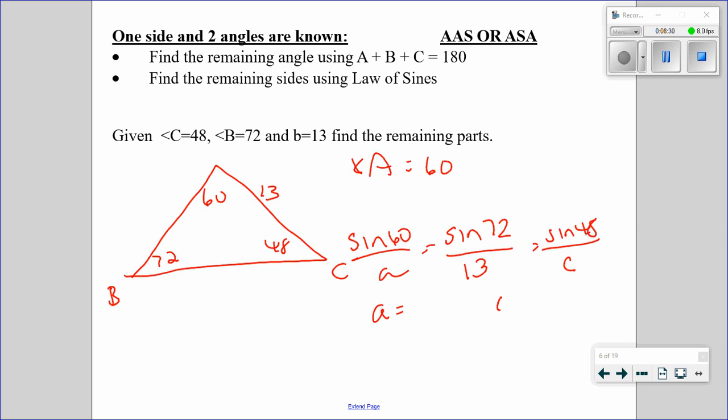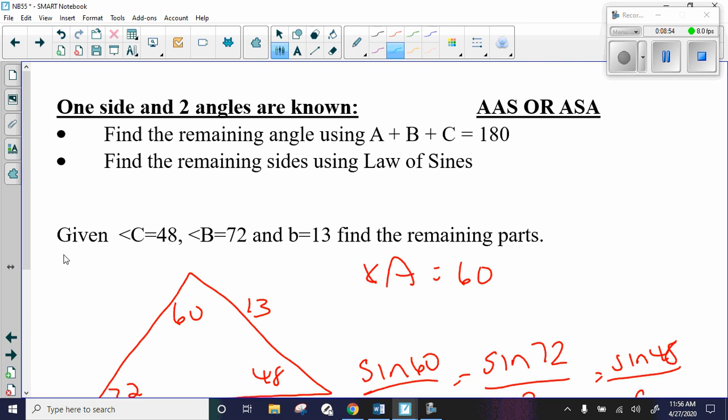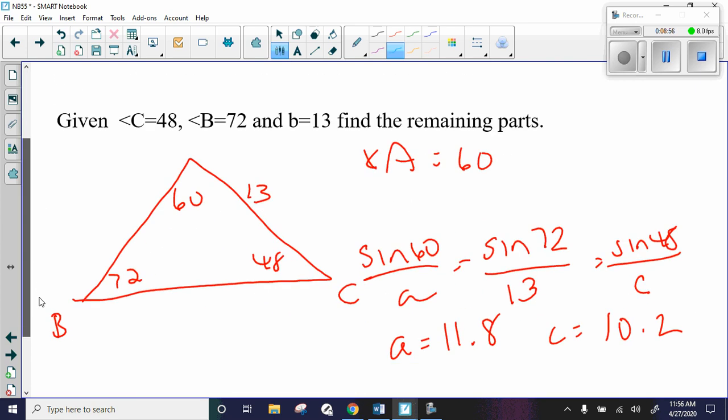So cross multiply and solve. 13 times the sine of 60 divided by sine of 72 gives 11.8. Same thing for C: 13 times the sine of 48 divided by sine of 72 gives 10.2. So utilize that as a check.